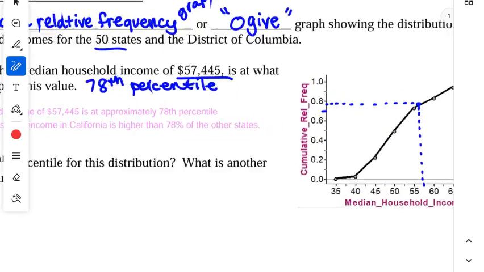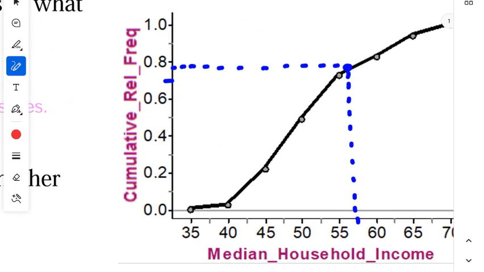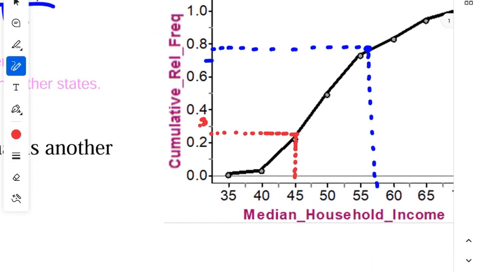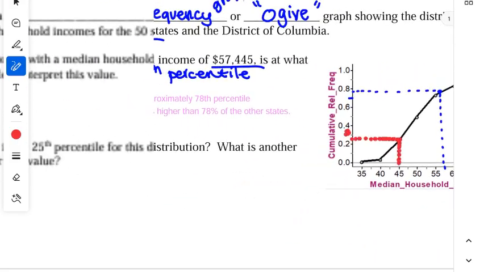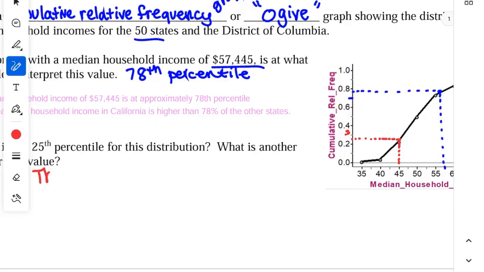What is the 25th percentile for this distribution? So let's see. I'm going to use a different color. So I'm going to go to 25th. So this is 30. This is 0.3. So this would have to be, so it looks like 45,000. And then what is another name for this value?